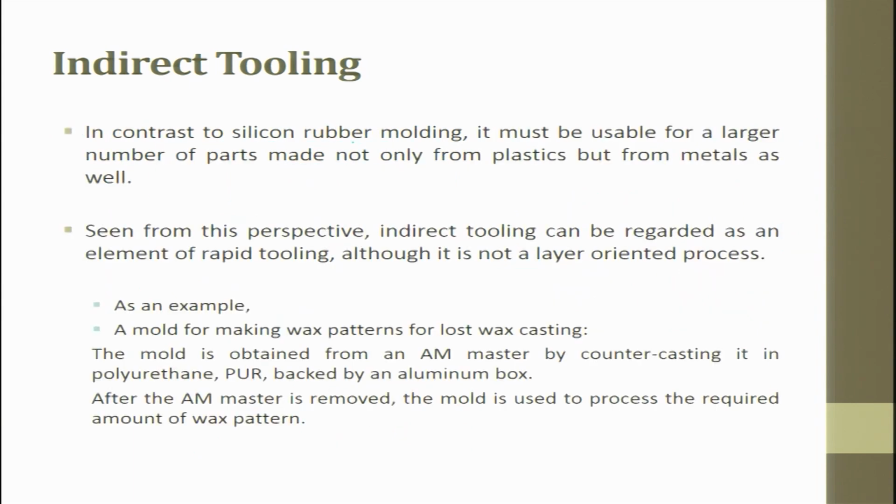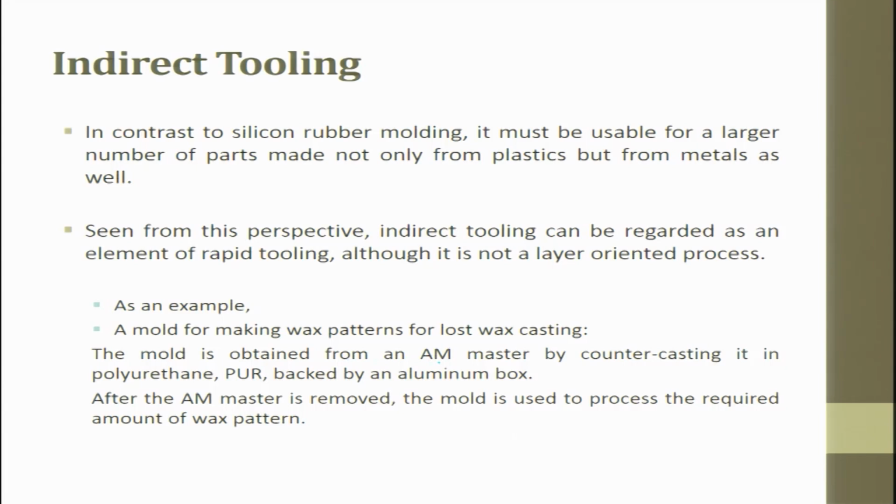In contrast to a silicone rubber mold, it may be usable for a large number of parts made not only from plastic, but also from metals as well. This is what we discussed. From this perspective, indirect tooling can be regarded as an element of rapid tooling, although it is not a layer-oriented process, because the tool is made and then you pour. As an example, a mold for making wax patterns of lost wax casting is done through this. Lost wax casting is where you make a pattern and then from that you make a mold.